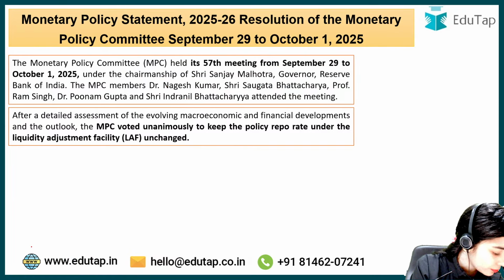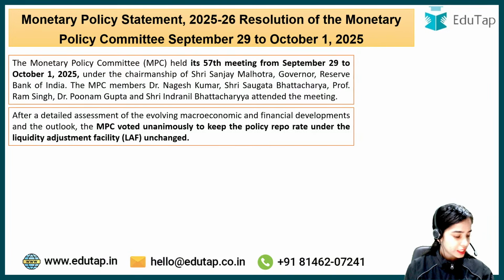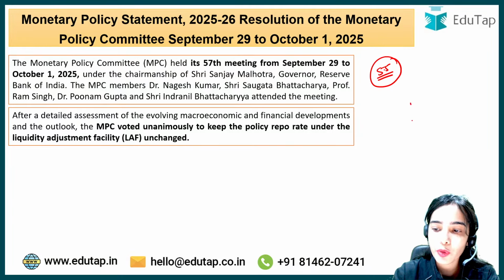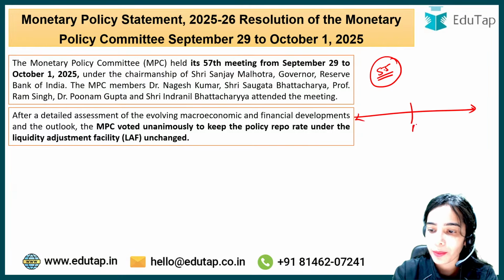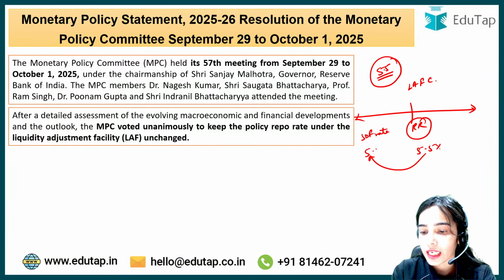Any confusion here? This Monetary Policy Committee you have to focus on, because this is near to the examination. Okay, so remember that the Monetary Policy Committee has decided to keep the repo rate unchanged at 5.5%. If the repo rate is unchanged, that means, see, repo rate is a part of the liquidity adjustment facility corridor. So if the repo rate is at 5.5%, the SDF rate, that is the deposit rate of the RBI, is at 5.25%.